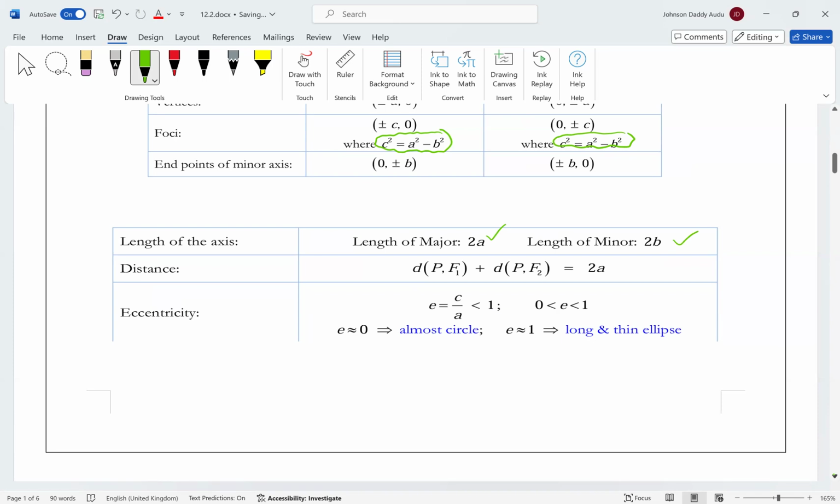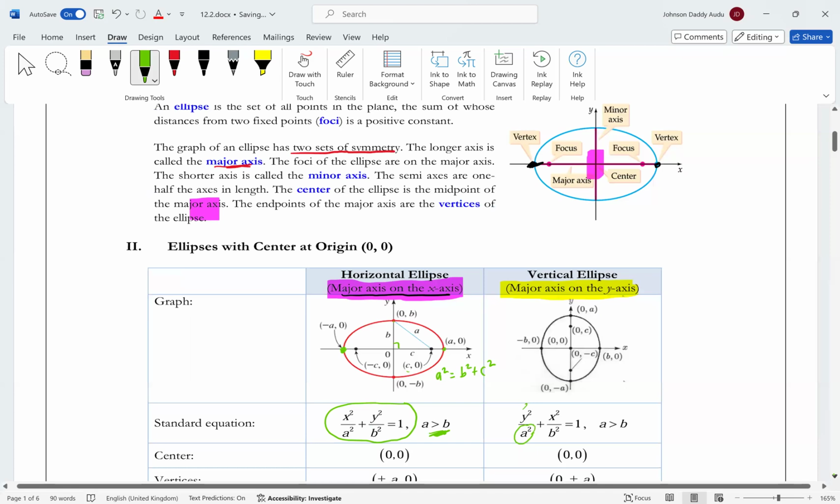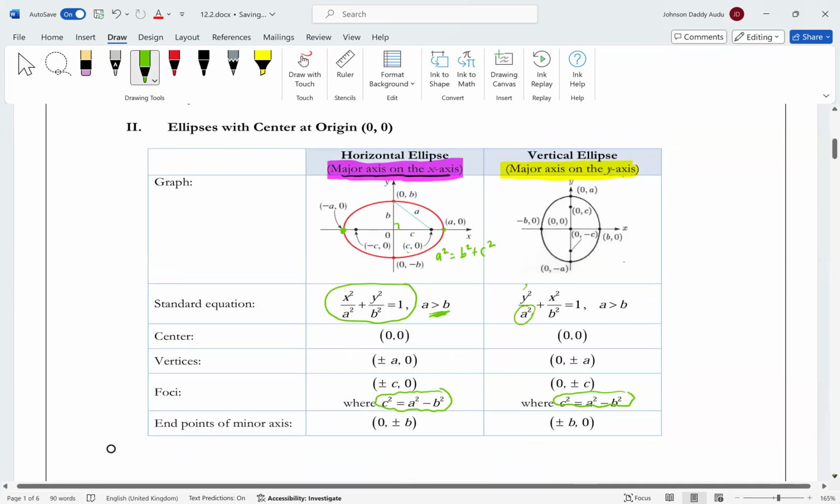Remember how we define an ellipse: the set of all points in a plane such that the distance from that point to the first focus plus the distance from that point to the second focus is a positive constant. And what is that constant? It's just 2a, which is the length of the major axis.